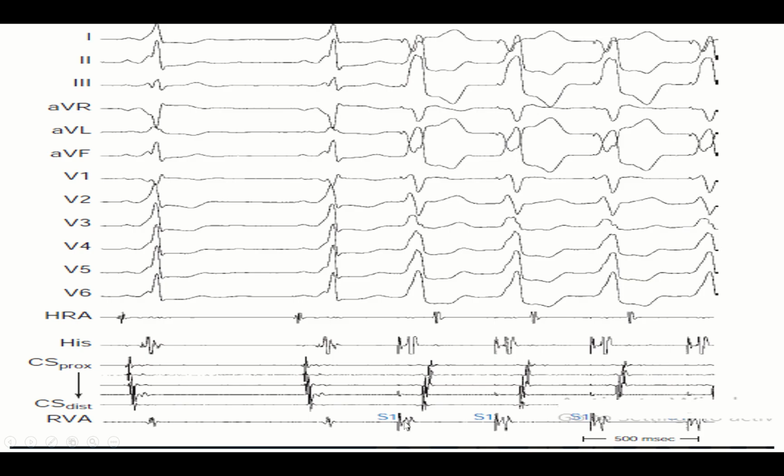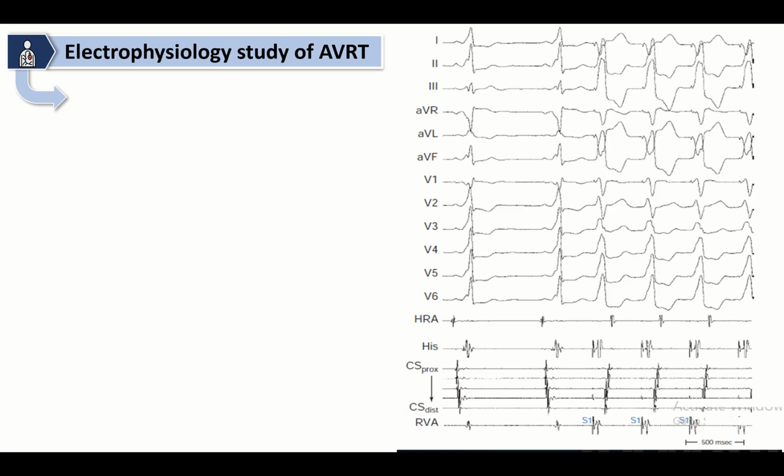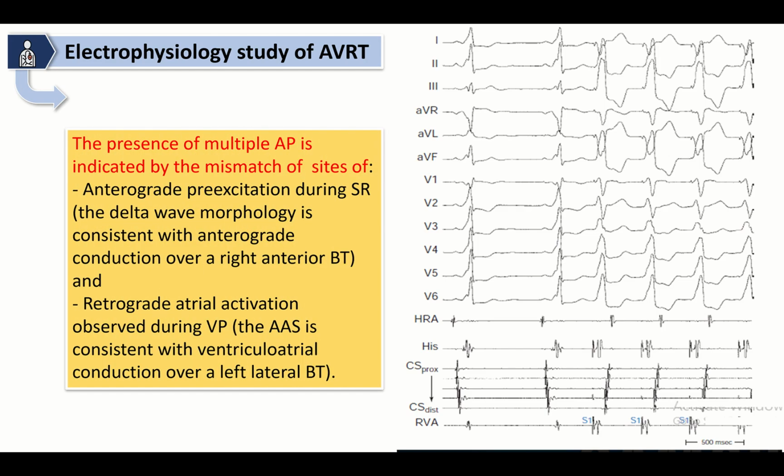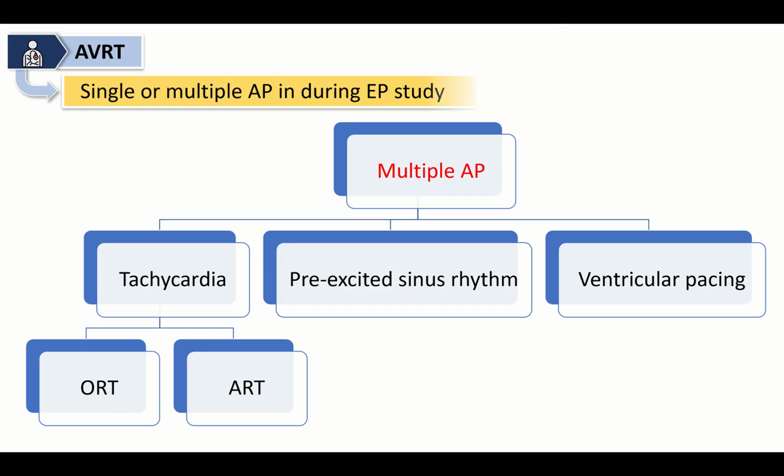Then we started ventricular pacing. What we can see, earliest atrial activation at distal CS 1-2. So this patient has right lateral and left lateral accessory pathway. Amazing, many criteria. Using it, we can reach diagnosis of multiple accessory pathway.